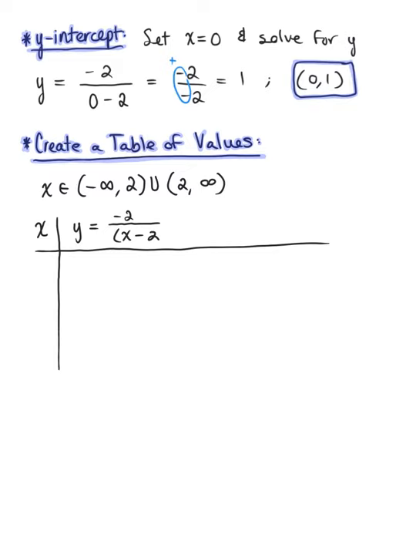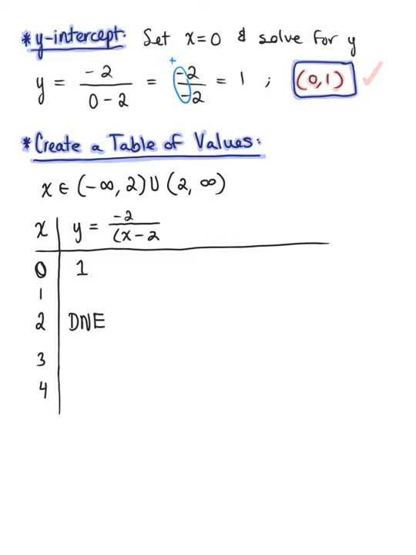So we know, again, this function does not exist when x is equal to 2. So let's choose some points that are smaller than 2, like 1 and 0. Beautiful. And let's also choose some points that are greater than 2, like 3 and 4. So here we go. When x is 0, hey, we already found this. This is our y-intercept. So when x is 0, we know that y is 1.